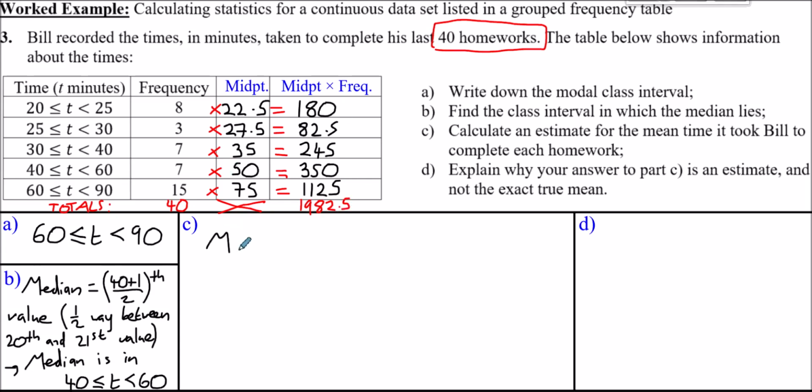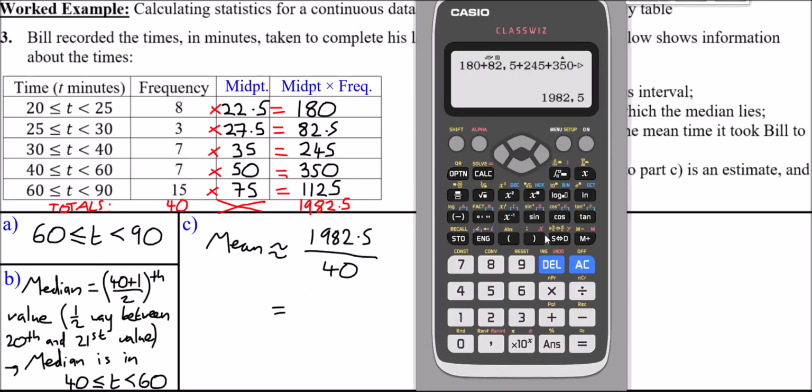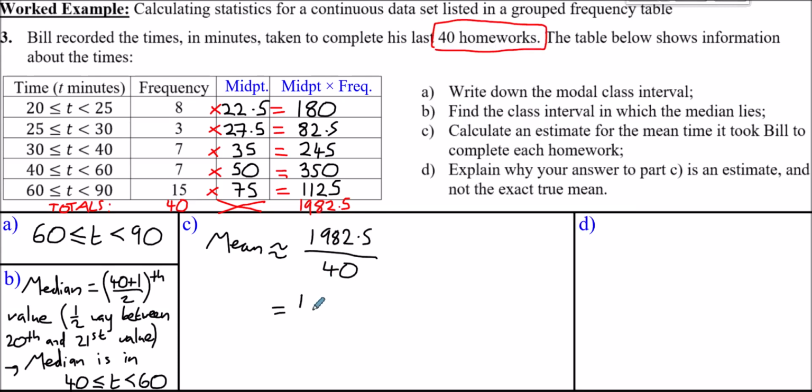So the mean, it's an estimate, so the mean is approximately going to be 1982.5 divided by 40. And so if we work this out and give it to the magical 3 significant figures accuracy, that gives us 49.6 minutes. So check if the answer is reasonable. Roughly 50 minutes for a homework. That's possible, that's realistic. Just make sure it's not a silly answer like 500 minutes per homework. Always check, if you can, if your answer makes some sense, and here it does.